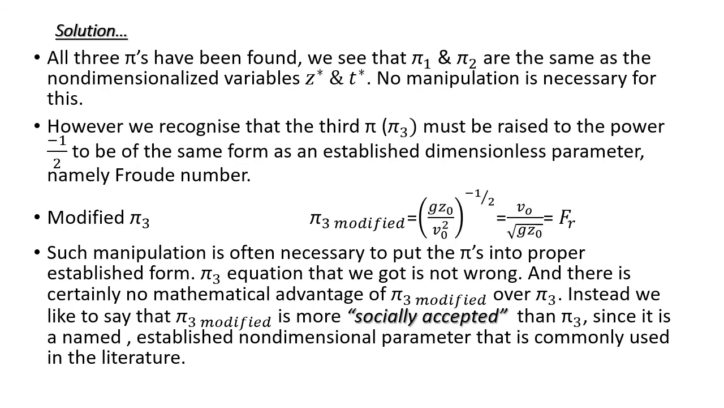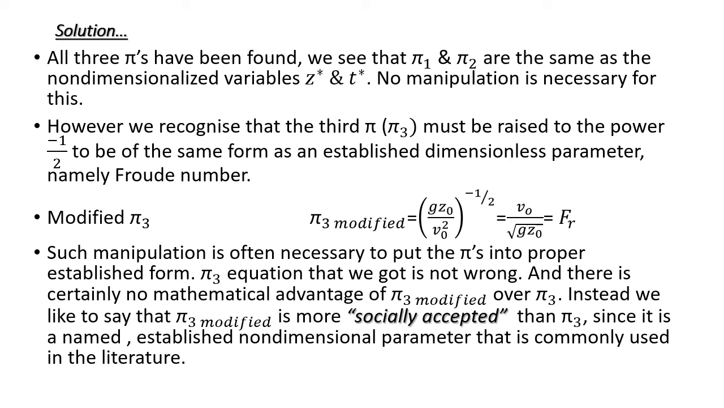So now all the pi terms have been formed: pi 1, pi 2, pi 3. We see that pi 1 and pi 2 are the same as the non-dimensionalized variables z star and t star, so no manipulation is necessary for these. However, we recognize that the pi 3 term must be raised to the power minus half to be of the same form as an established dimensionless parameter, namely the Froude number.